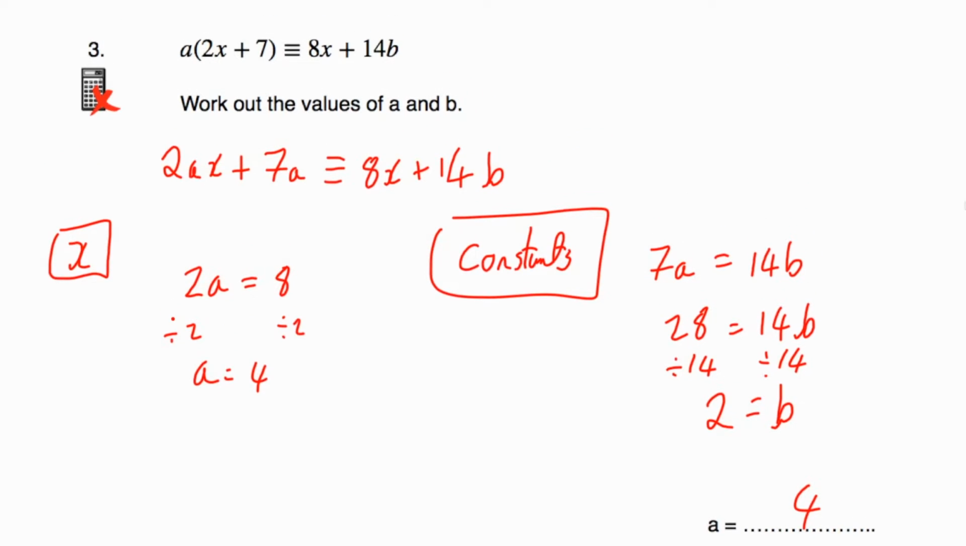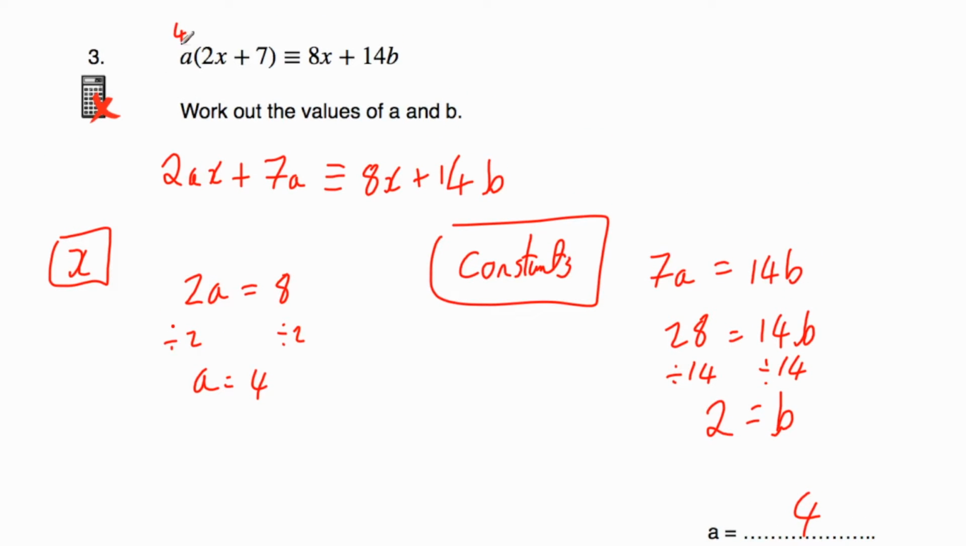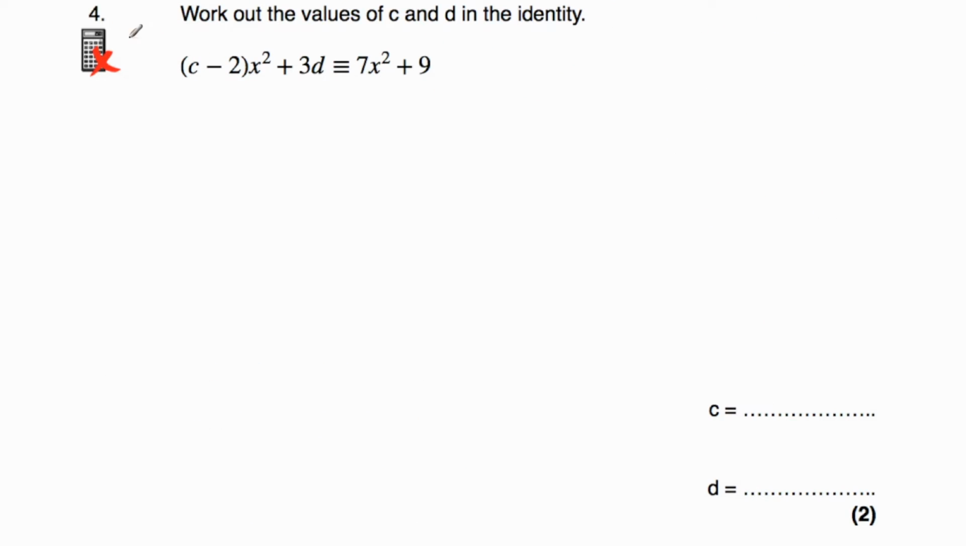And if we go back up and check that, if a is equal to 4 and b is equal to 2, let's see if that works. So 4 times 2x is 8x, and that's equal to 8x on the right hand side. Fantastic. 4 times 7 is equal to 28, and 14 times 2 is equal to 28, so that works as well. Fantastic. Okay, let's have a look at our next question, question number 4.